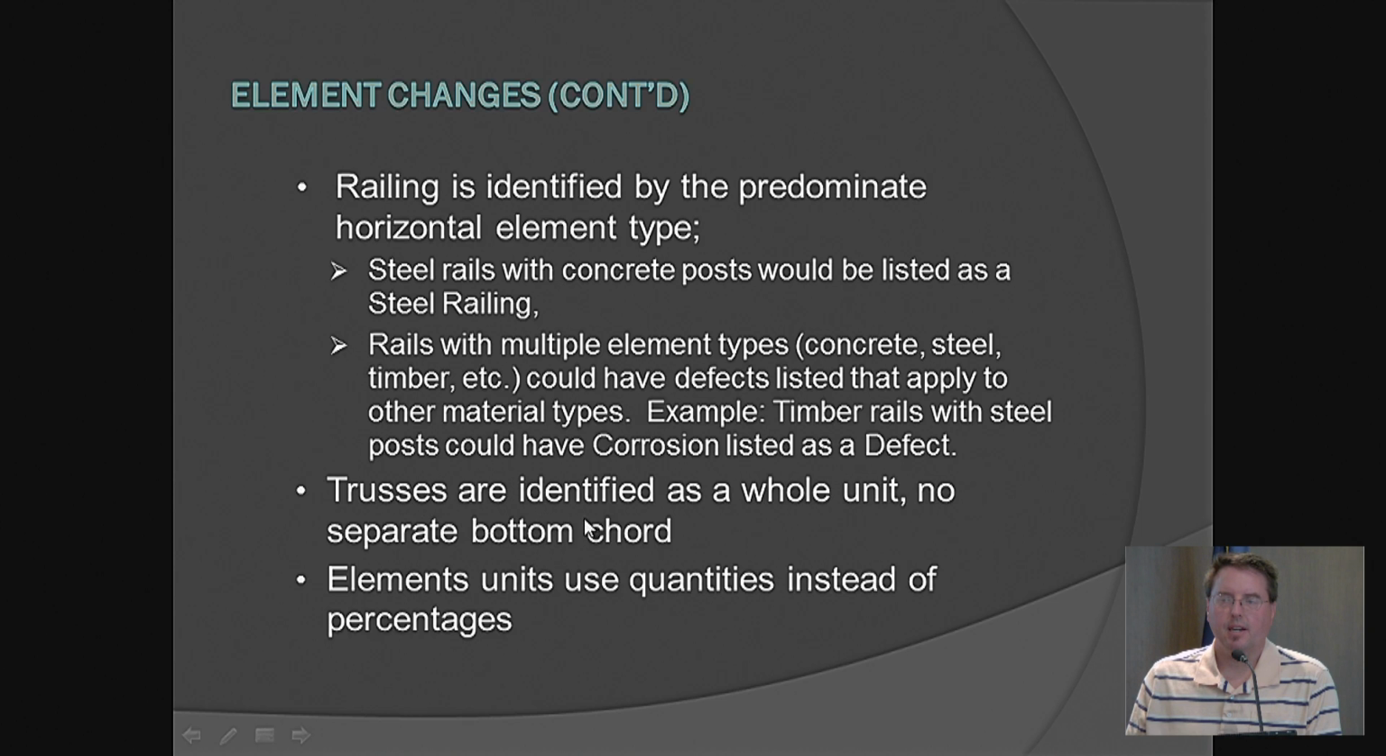Trusses, we used to break out into a top and a bottom chord, but AASHTO changed it so now we're just looking at a truss line as one unit, and it's on a linear foot. We don't separate that out anymore. And then the other big change was that ODOT used to use percentages to quantify the items that we found wrong, but we went with units of measure now.